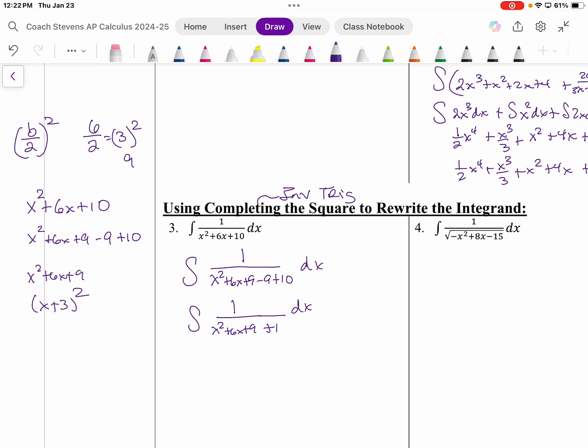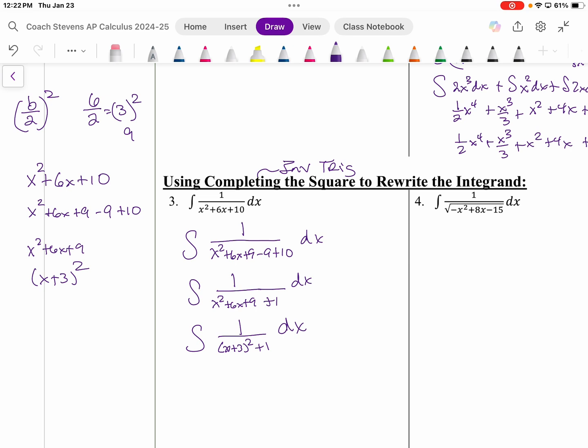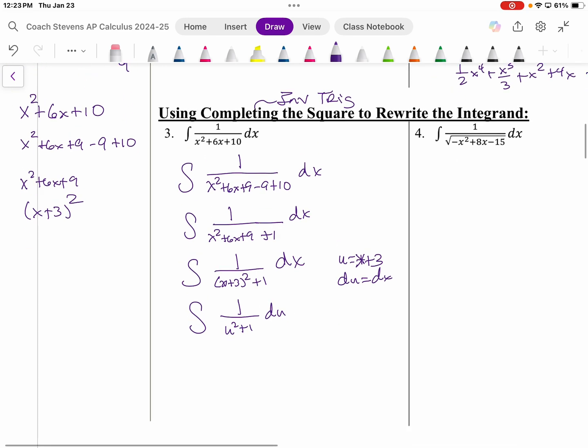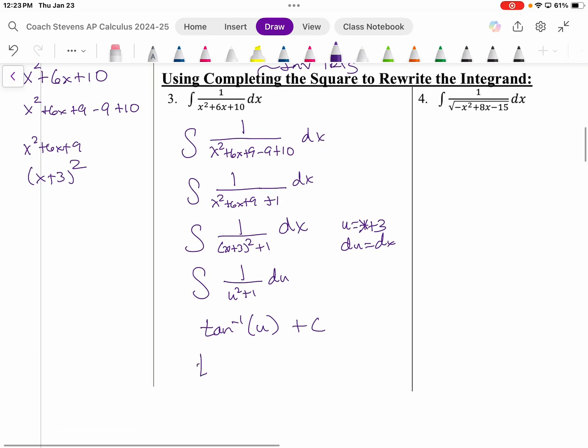So now I can rewrite this as the integral of 1 over x plus 3 quantity squared plus 1 dx. Again, if you want to use substitution, you can. You can say u is equal to x plus 3, so du is equal to dx. Then I can substitute this in as the integral of 1 over u squared plus 1 du. Now, this should spot in my mind, this is arctangent. So this is tangent to the negative 1 of u plus c. And then I would go back and substitute in what u is.